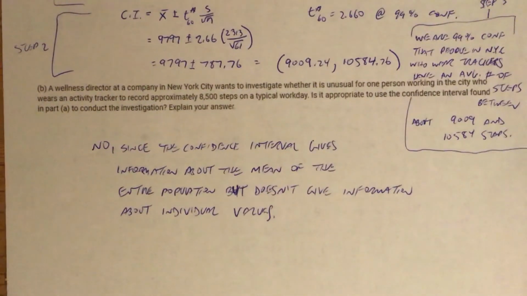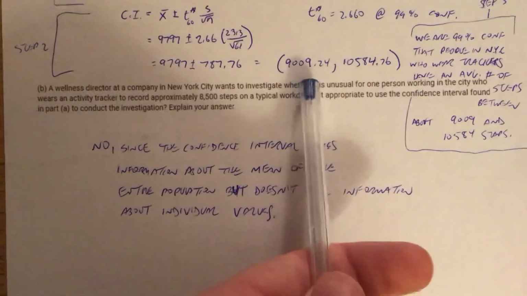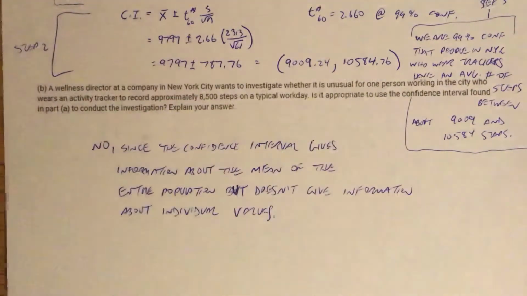The reason the answer is no is because the confidence interval is an estimate of the population mean. It's everybody's steps on average. It doesn't tell you about an individual. All right, so basically you can read my answer if you want. It says no, since the confidence interval gives information about the mean of the entire population, but doesn't give information about individuals. All right, so this confidence interval tells you all the people in New York City who do this, if you average them up, they'd be in here. It does not give me what any one person does.